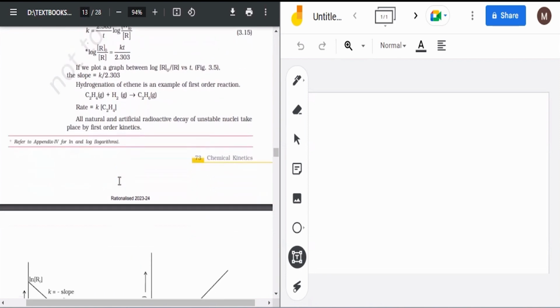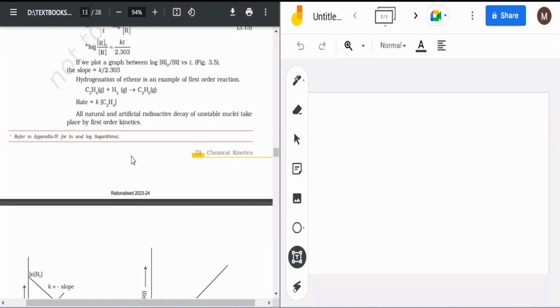And a very important thing, all radioactive reactions are first order reactions. All radioactive decay follows first order kinetics. You have to remember this anyhow because this is of utmost importance. Radioactive decay of unstable nuclei takes place by first order kinetics. Remember this thing.